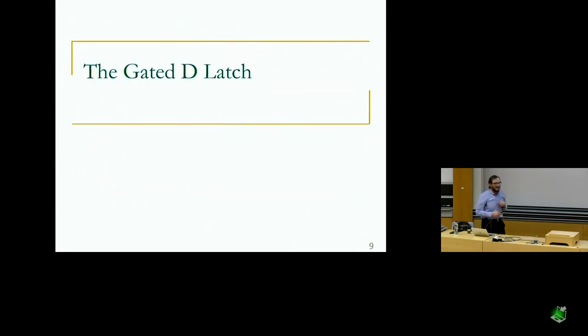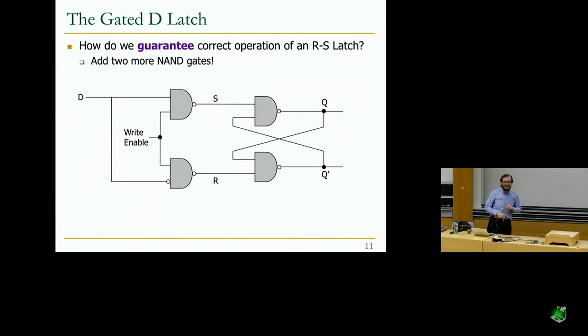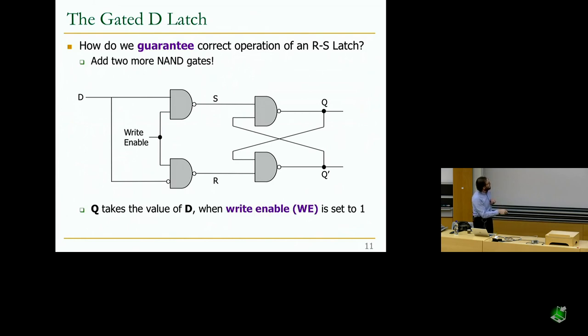Okay, so how do you fix that problem? Basically, someone may actually break this invariant and say R and S are both 0. We're going to disable that. How do we guarantee correct operation of this SR latch that we built? Well, we add 2 more NAND gates. Basically, we add a circuit that enables writing into this SR latch over here. I'm going to call this write enable, and D is our input now. Now, if write enable is set to 1, Q gets assigned the value of D, and Q prime gets assigned the value of D prime or D bar, right? But only if write enable is set to 1.